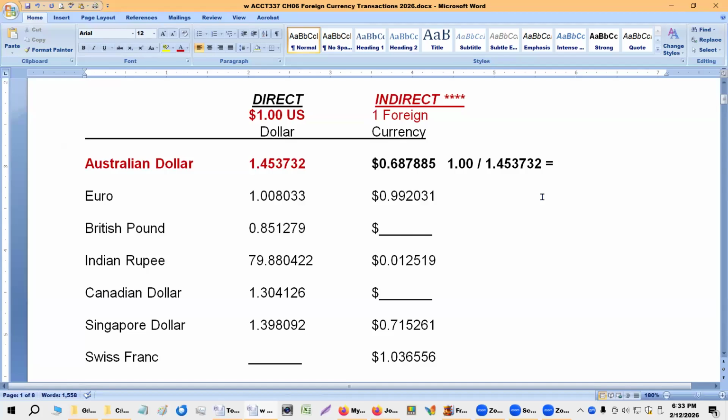I don't know if they still do it. It used to be that they would have foreign currency traders that would... yeah, it comes out. So this will come out to that.